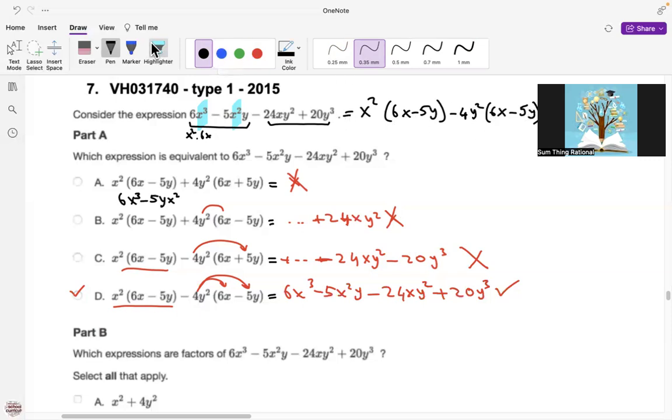Do you notice that the expressions inside the parentheses are the same? So my next step is to take 6x minus 5y, the greatest common factor, outside. Then the remaining are x squared from the first expression and negative 4y squared from the second expression. So we got this answer.